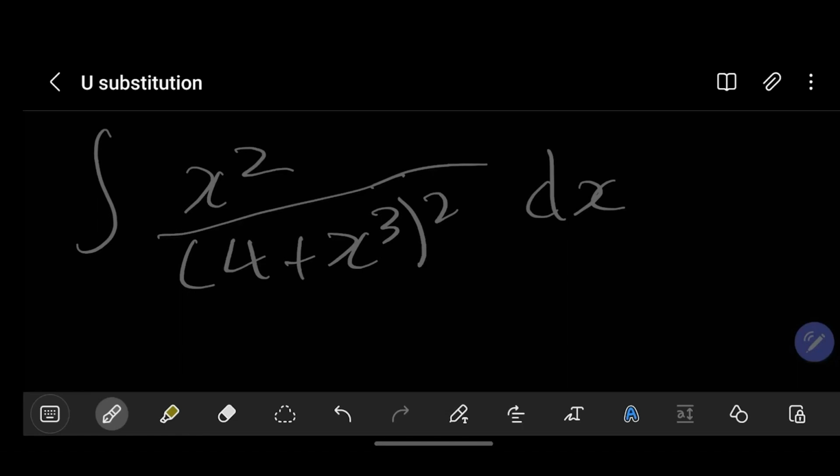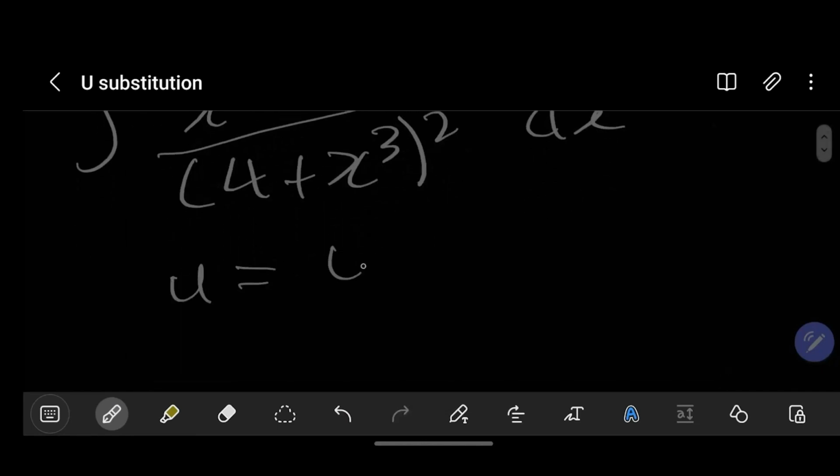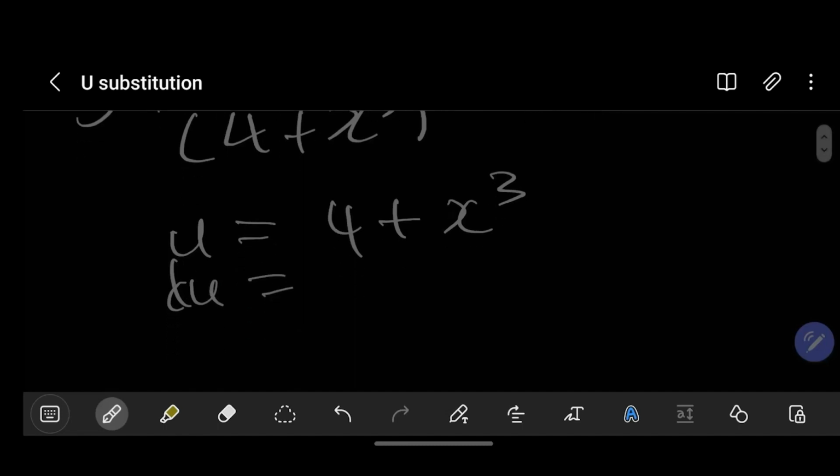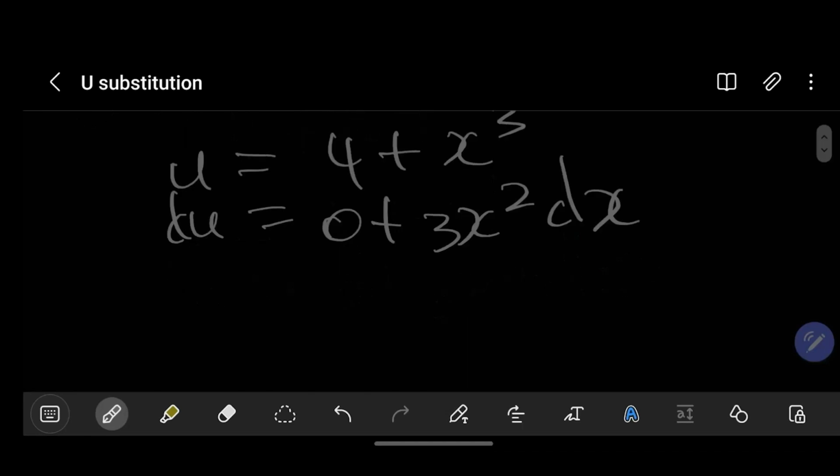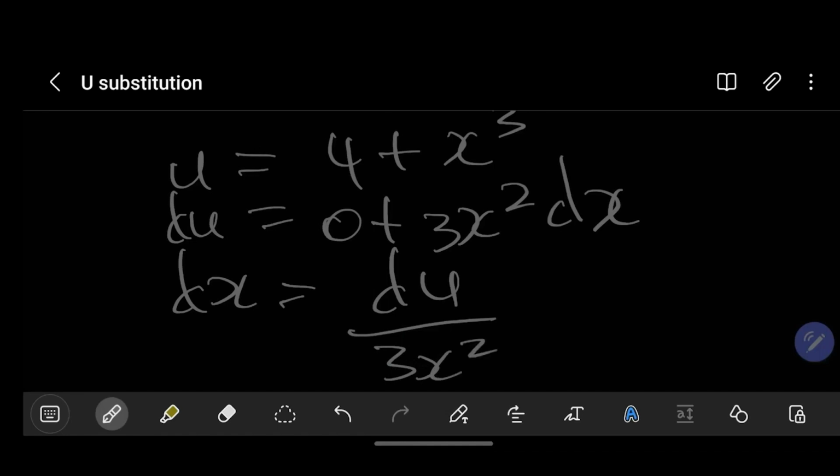So in this case, we can see that the x cubed here has a higher exponent than the x squared. So let's make u now equal to 4 plus x cubed. So our du now is equal to 0 plus 3x squared dx, and solving for dx, that's equal to du over 3x squared.